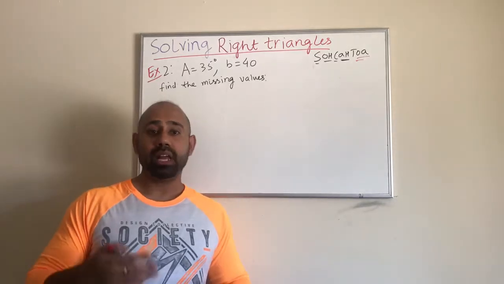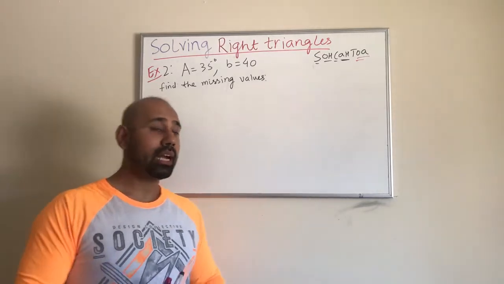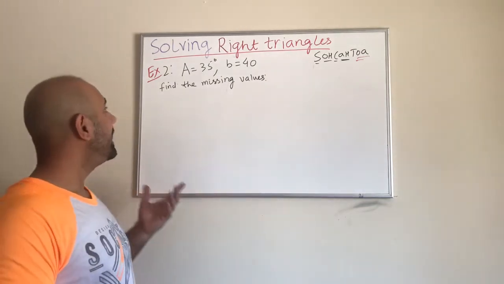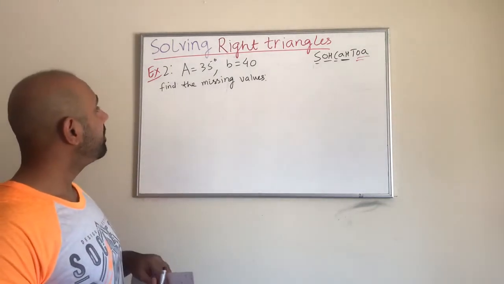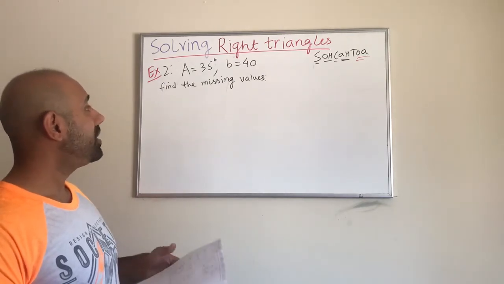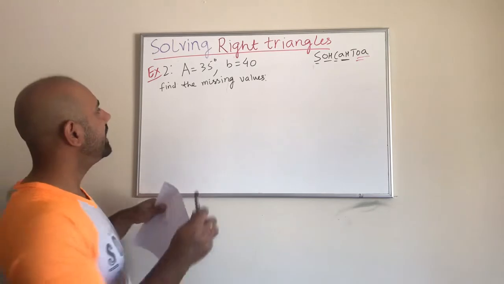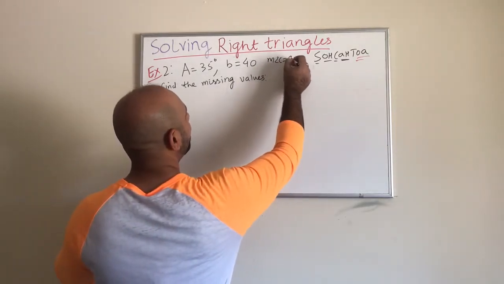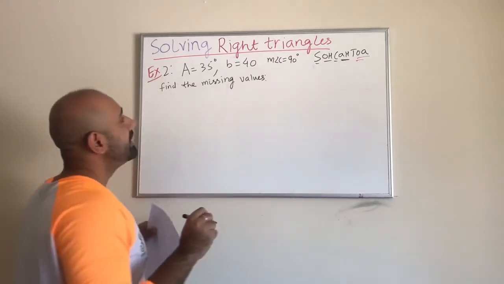Let's get another example on applications of solving a right triangle. In this case, there are two pieces of information provided. One is the measure of angle A is 35 degrees and the length of side b is 40. It also tells me that it is right angled at C, so the measure of angle C is 90 degrees.